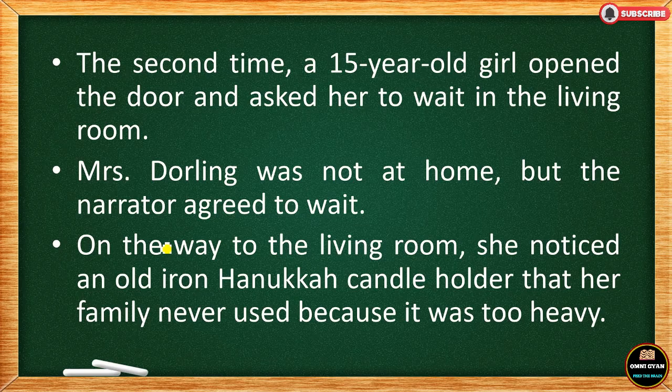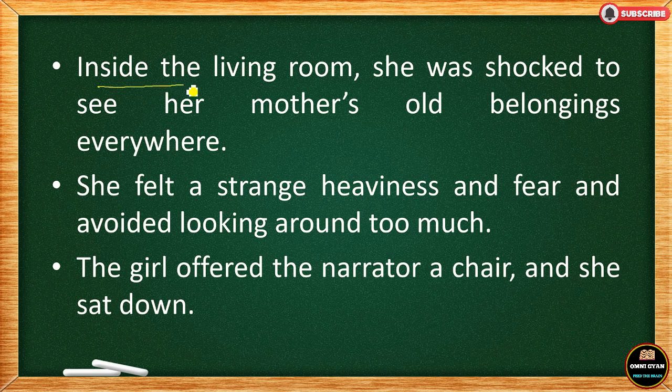And there were many things in the room that belonged to her mother, the narrator's mother actually. And the narrator noticed there's an old iron candle holder, Hanukkah candle holder that the narrator's family never used because it was too heavy actually. So that candle holder also was taken by Mrs. Darling. All right. Then inside the living room, when she entered the living room now, she was shocked.